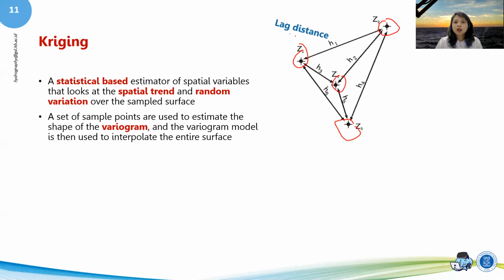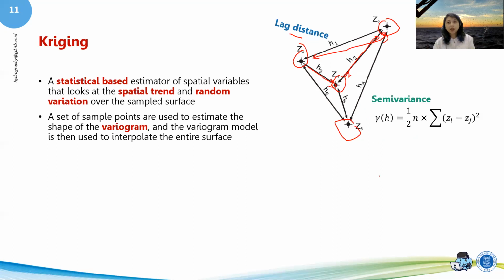We've got something that is called the lag distance. So the lag distance is, for example, this is the lag distance between the two, this is the lag distance between the two, etc. And then we can actually compute the semi-variance of the area, for example, between Z1 and Z2. The semi-variance would be, that's your Z, and then that's another Z, and N then would be 2. And then you can actually compute your semi-variance in here.